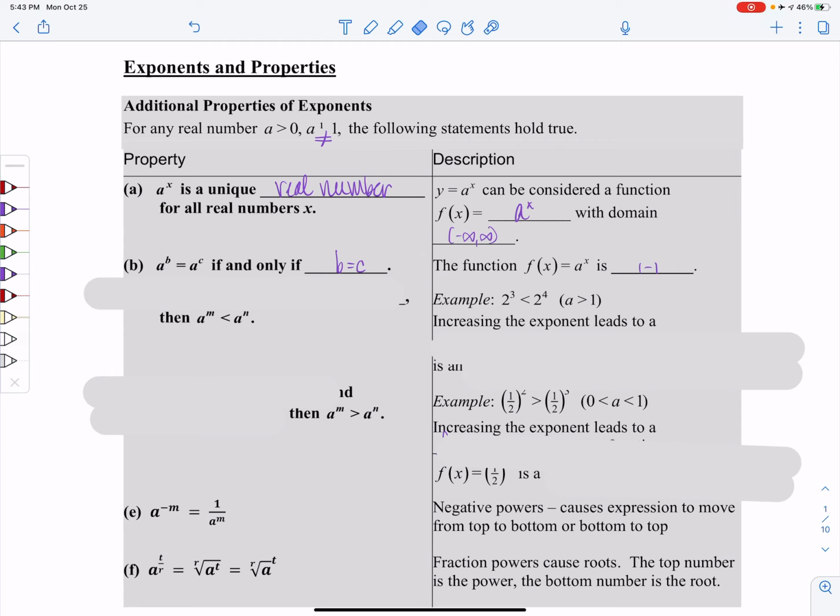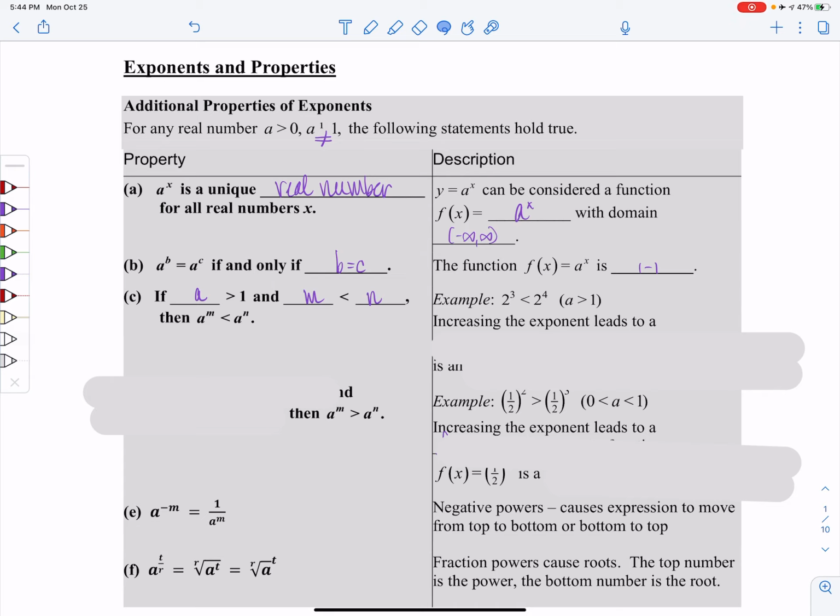Property letter C says that if my base A is greater than 1, and if my power M is less than my power N, then A raised to the mth power has to be less than A raised to the nth power. Now, an example of this, notice across the page there is 2 cubed is less than 2 to the 4th. Now, we understand that concept, and that's all property C is saying. A is greater than 1. My base is 2 here, so that's greater than 1. My power 3 is less than my power 4, so therefore 2 cubed has to be less than 2 to the 4th power.